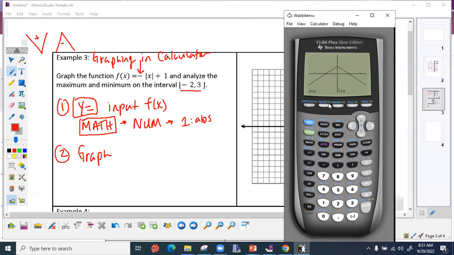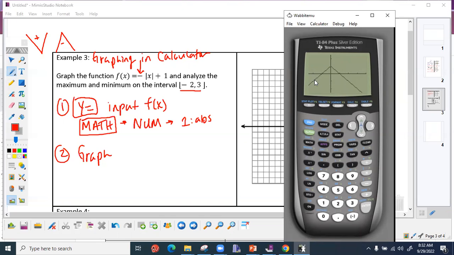When things like that happen, you can change your window yourself. So if I want to be able to see from -2 to 3, let me go to 4.5. I can type in what I need and the calculator will show me, okay, here's from -2 to 3. And it's asking on the interval from -2 to 3, what is my highest value? Value meaning your Y. And what is my lowest value?